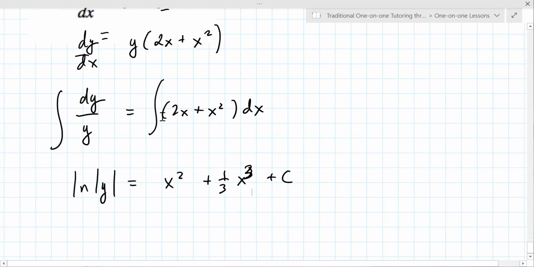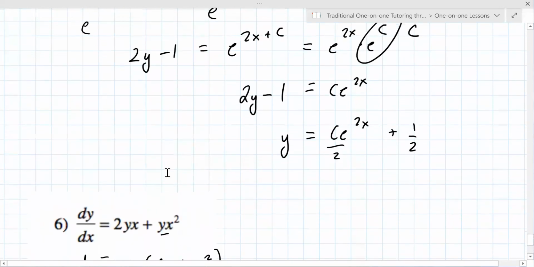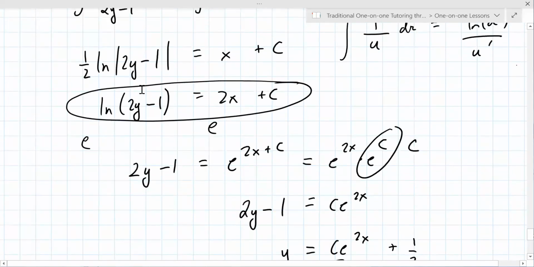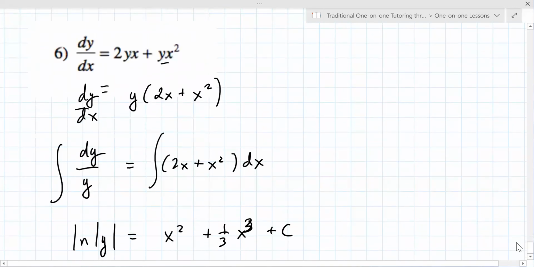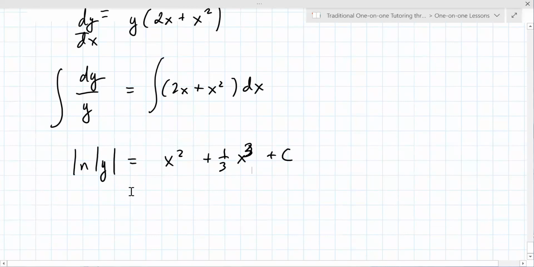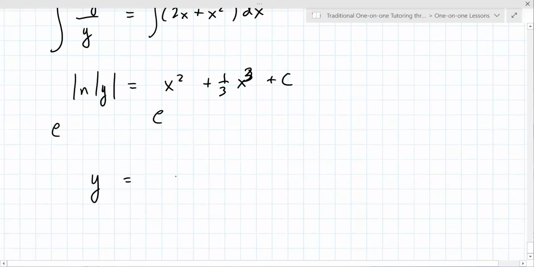Oh, another thing I didn't mention on the previous problem. When you undo ln with e, you don't need the absolute values anymore. I anticipated that here. It applies in a lot of these, and we don't need to talk about why. We just need to talk about that's what you got to do. So y equals e to the x squared plus 1/3 x cubed, but that e to the c can come out in front like that.